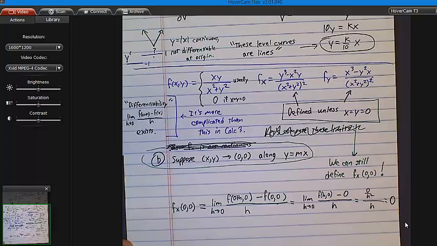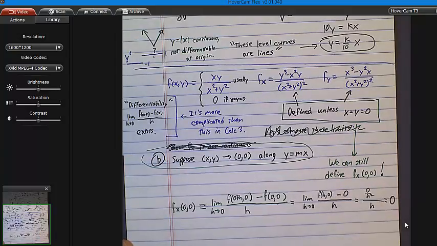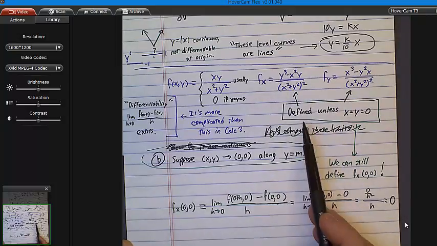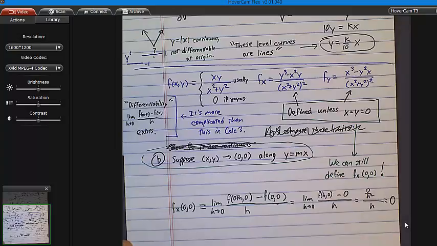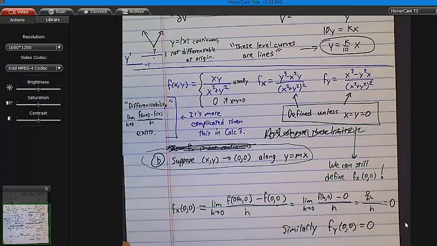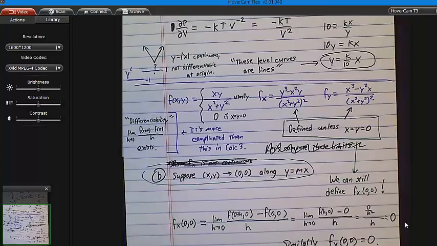So I guess what we did is we defined fx, even though it doesn't really work in the formula. This shows you that the partial with respect to x is 0. And similarly, I hope you'll believe me so we don't have to work it out, fy of (0, 0) is 0. Okay? All right, now I'm ready for part B.